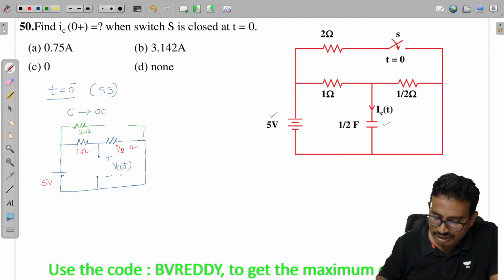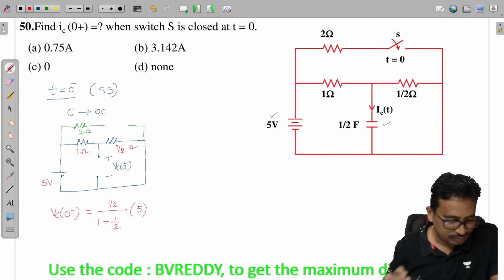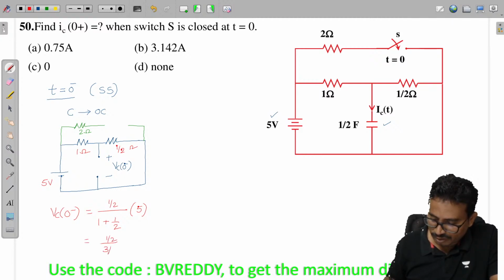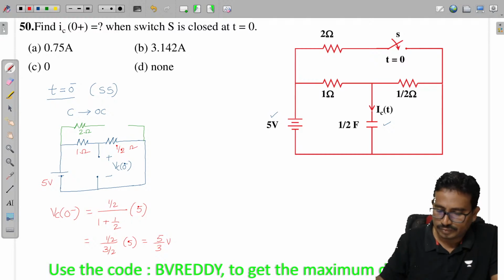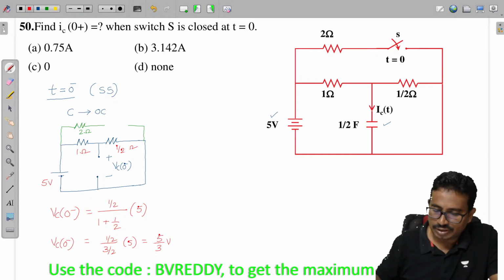So can you find the Vc of 0 minus, you tell me? By writing the VDR, we can say Vc of 0 minus is given as 1 by 2 by 1 plus 1 by 2 into 5. So tell me how much it is: 1 by 2 by 3 by 2 into 5, which will give us 5 by 3 volts. That means Vc of 0 minus we got as 5 by 3. So tell me now, did all of you get the same values or not?